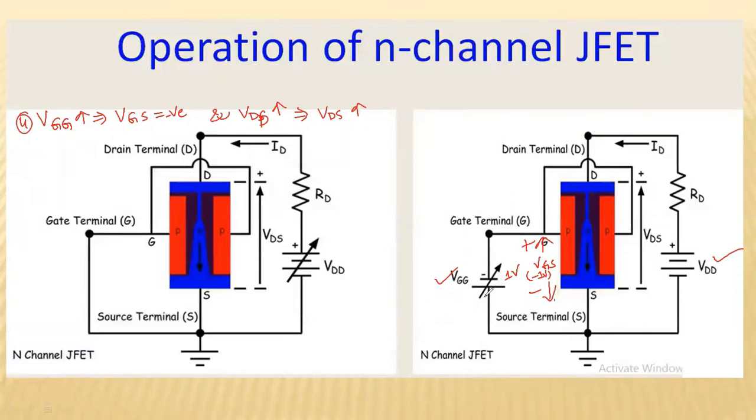As you go on increasing this VGG, what is happening? The width of the depletion layer increases, which decreases the width of the channel, so the magnitude of the drain current decreases. In this way, the voltage applied between gate and source, VGS, is controlling the drain current. That is why we call this JFET a voltage controlled device. The voltage applied between gate and source controls the width, which eventually controls the magnitude of the current. So that is why it is a voltage controlled device.